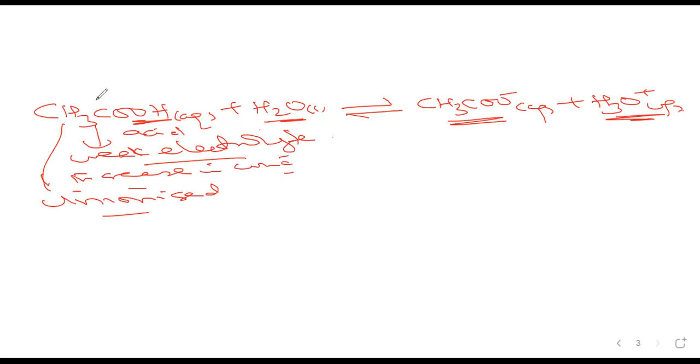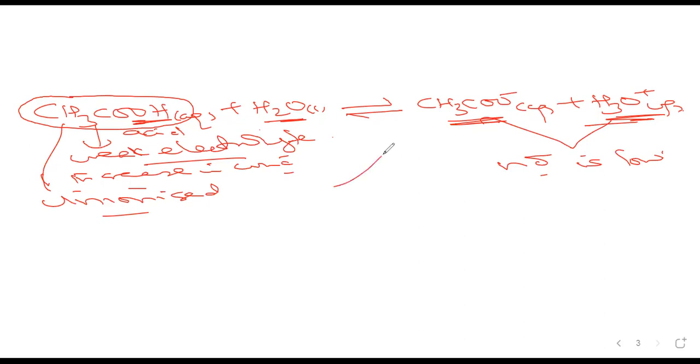So when very many of these are unionized, the number of conducting ions per unit volume is low, due to the decrease in degree of dissociation of such a solution with the increase in concentration. So whenever concentration increases, degree of dissociation decreases, and the number of conducting ions per unit volume of solution also decreases for a weak electrolyte.